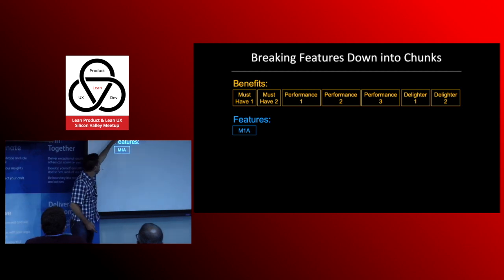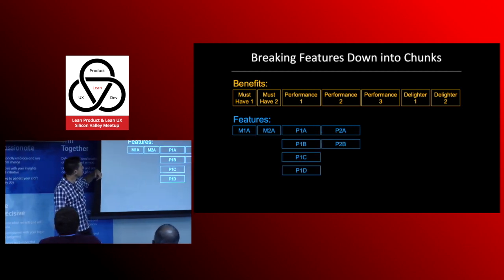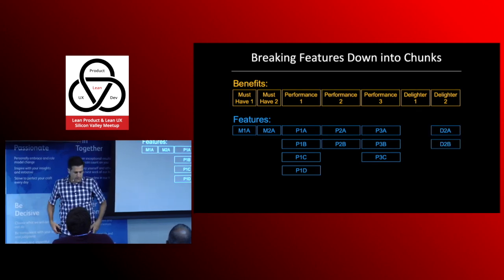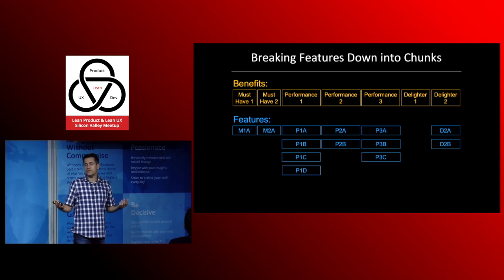For this benefit, what are all the different feature ideas we have? Again, we're not saying we're going to do these. We're just brainstorming right now. What are all the different ways?